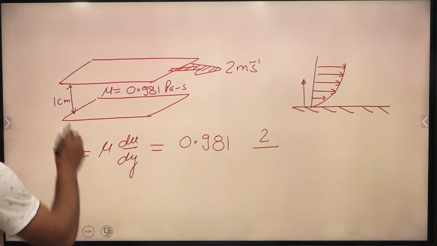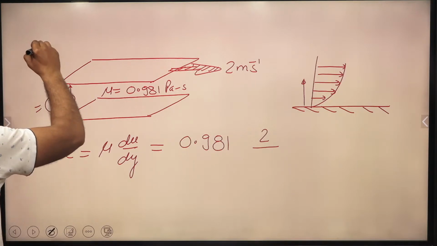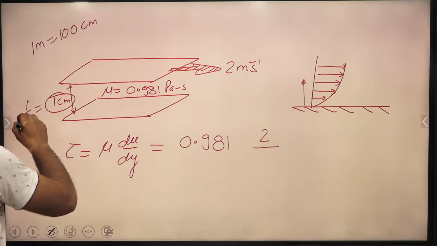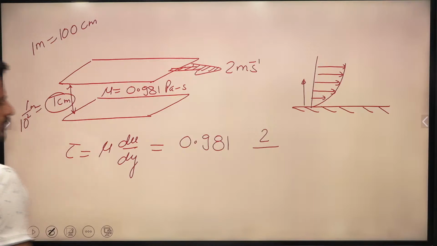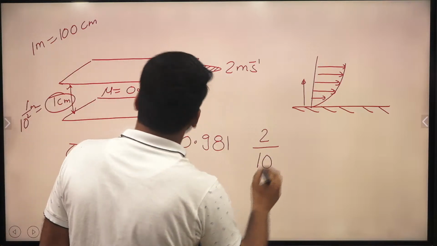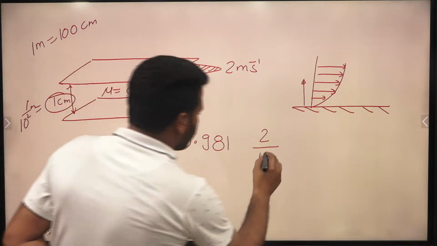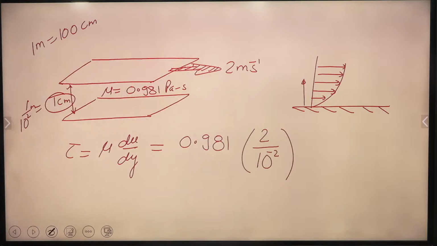This dy, what is the distance here? 1 centimeter. So let's convert it into meter. So we know very well 1 meter is equivalent to what? 100 centimeters. So 1 centimeter is coming to be 1 by 100, so this is 10 raised power minus 2 meter. Fine. So this we got here.